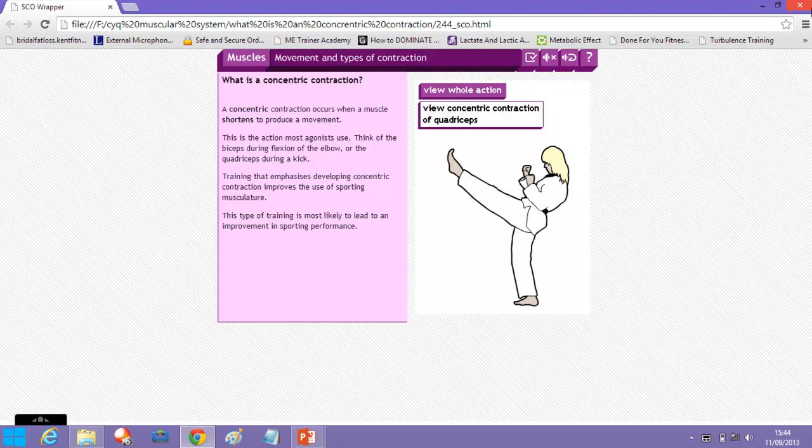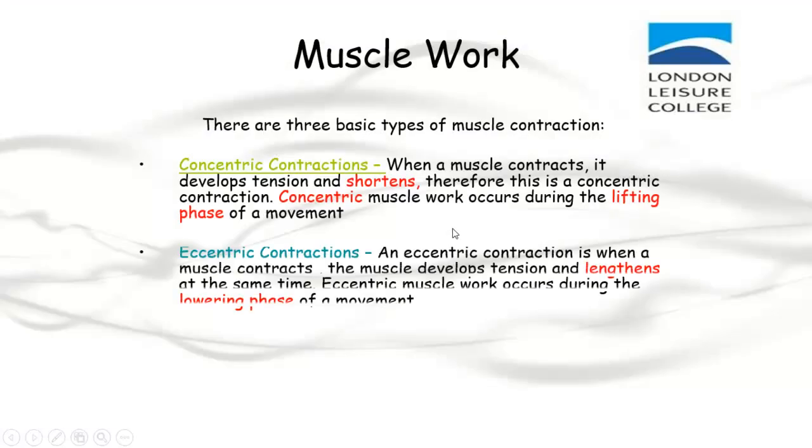Now, an eccentric contraction is when a muscle contracts, the muscle develops tension and then lengthens at the same time. Eccentric muscle work occurs during the lowering phase of a movement.